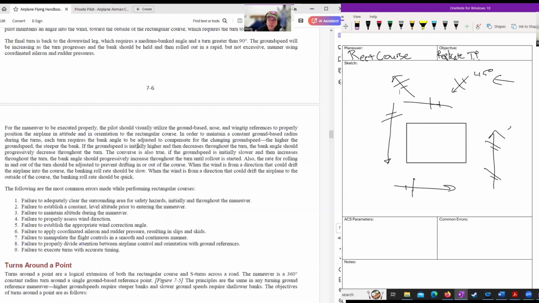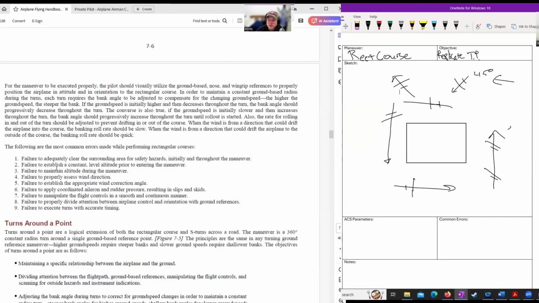If the ground speed is initially slower and then increases throughout the turn, the bank angle should be progressively increased throughout the turn until rollout is started. Also, the rate for rolling in and out of the turn should be adjusted to prevent drifting in or out of the course. When the wind is from a direction that could drift the airplane into the course, the banking roll rate should be slow. When the wind is from a direction that could drift the airplane to the outside of the course, the banking roll rate should be quick.